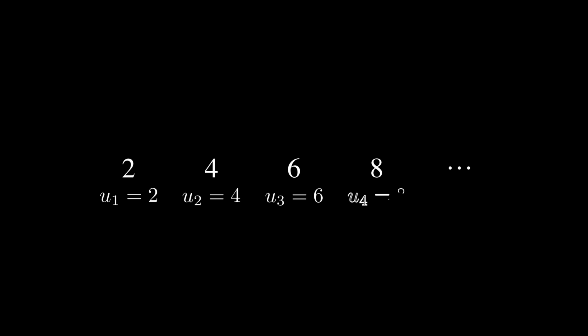A sequence is just an ordered list of numbers, like 2, 4, 6, 8, and so on. We can label the terms in the sequence like this. U1 is 2, U2 is 4, U3 is 6, etc. Sequences can be either finite, for example the sequence defined as 2, 4, 6, 8, or infinite, the sequence of all even numbers defined as 2, 4, 6, 8, 10, and so on up to infinity.